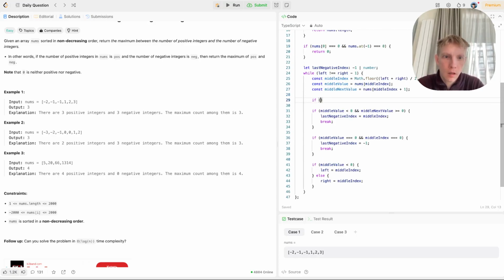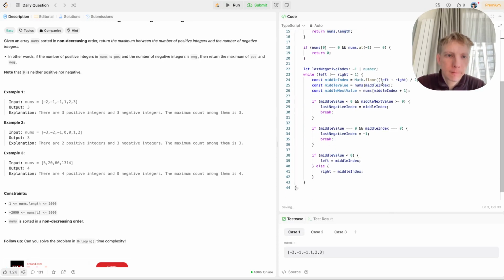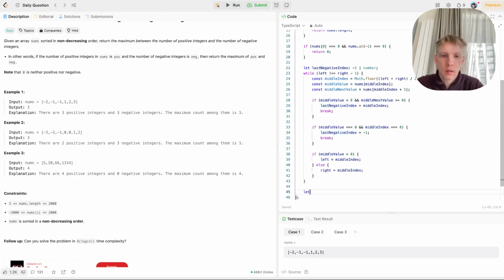If middle value is bigger than, well, actually here this is like extra optimization. I would remove it. First positive if.